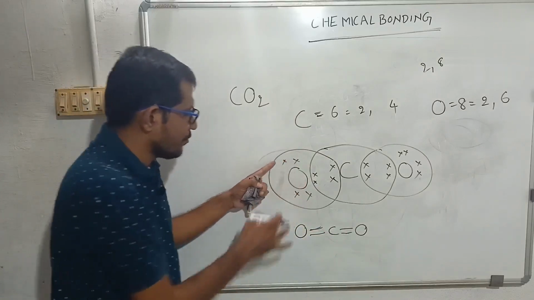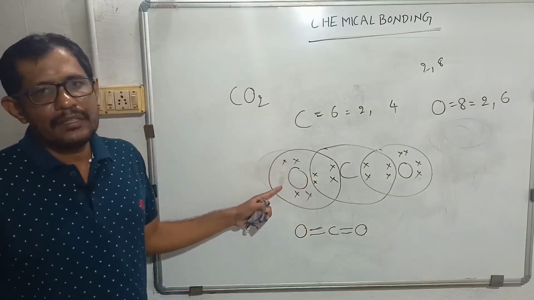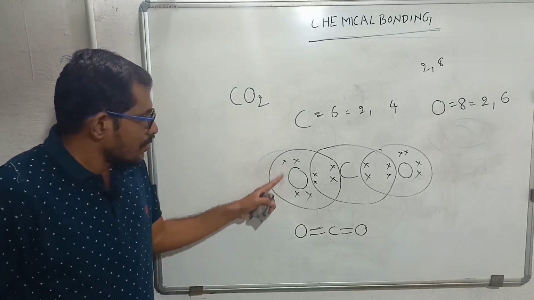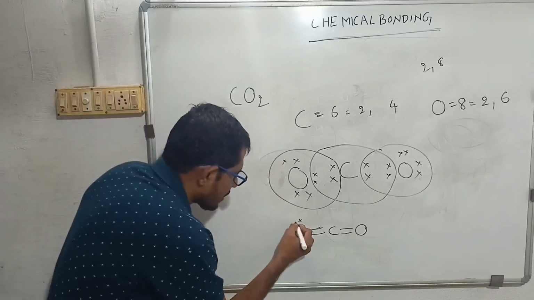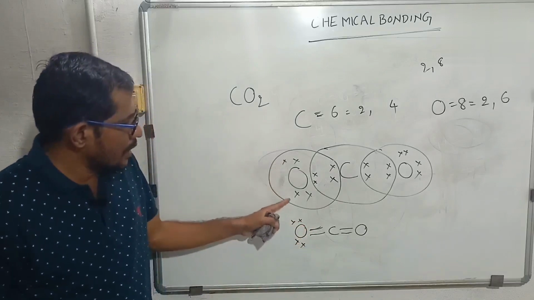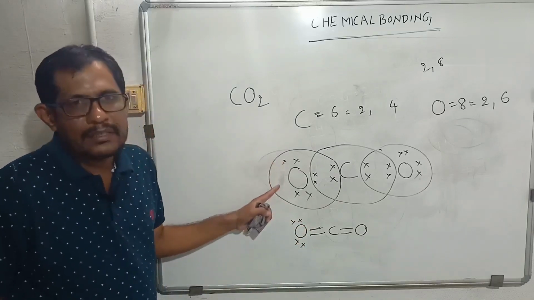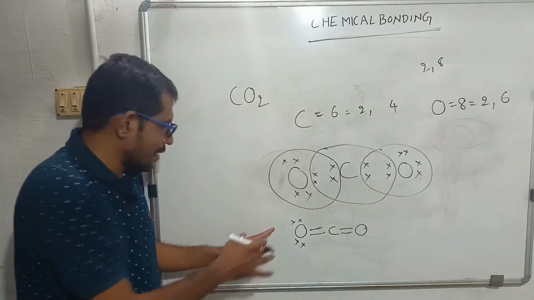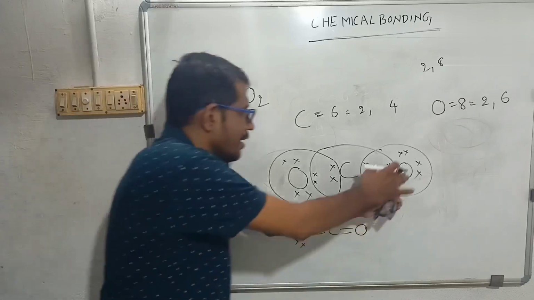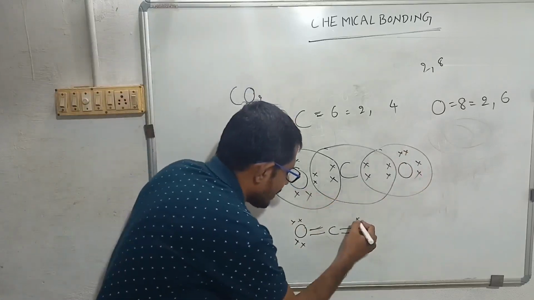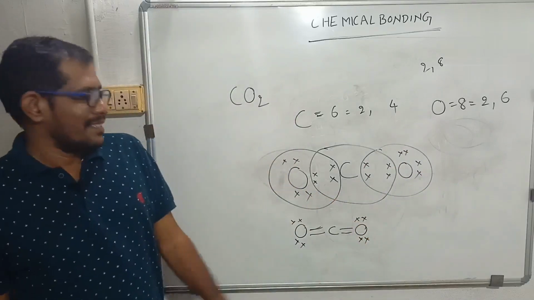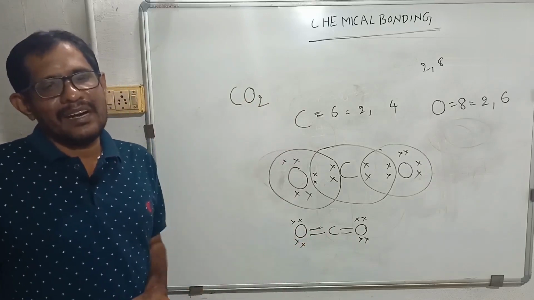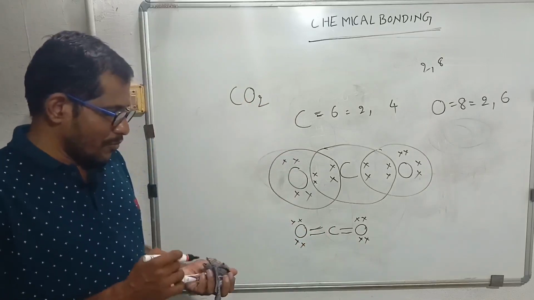One more important point I am covering here. The electrons which are not involved in sharing, we can represent like this. See here, these 2 electron pairs are not at all involved in sharing, so I am writing them as such. Here also these 2 electron pairs are not involved in sharing, so I am writing them as such. This is the exact Lewis dot structure of the carbon dioxide molecule. Understood now?